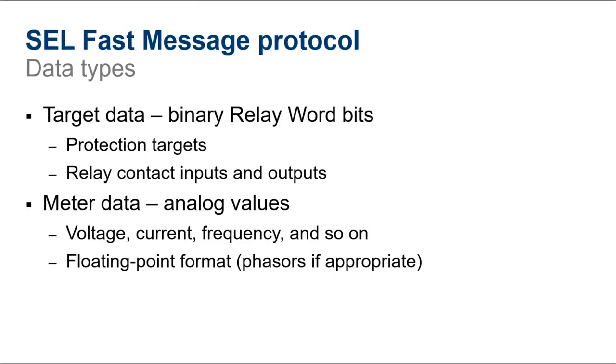Meter data covers the analog values. So this will include data like your voltage, current, frequency, megawatt hours, megawatts, voltamps, and so on. And these are transmitted in floating point format for the majority and phasors for data like voltage and current that have an angle attached to them.